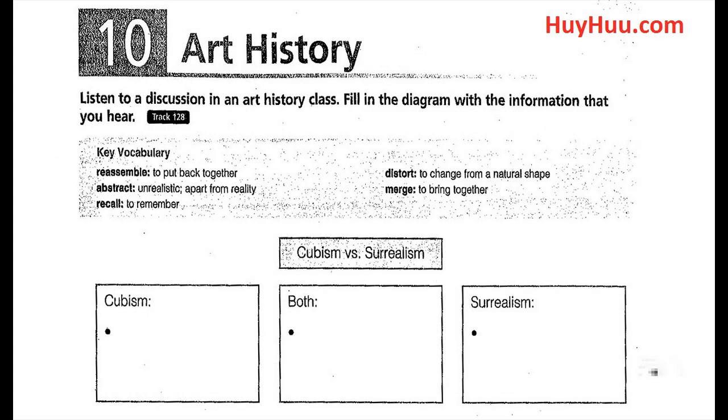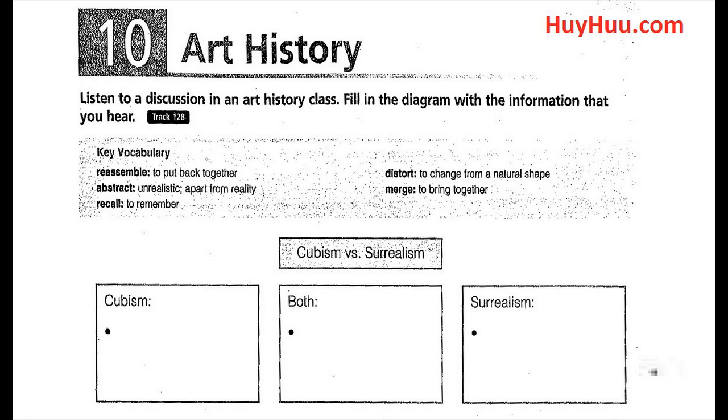10. Art history. Listen to a discussion in an art history class. Fill in the diagram with the information that you hear. Today we're going to talk about two important art movements of the 20th century, Cubism and Surrealism. I want our focus to be on how they are constructed, rather than any sort of historical stuff.